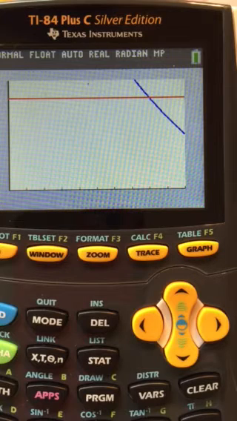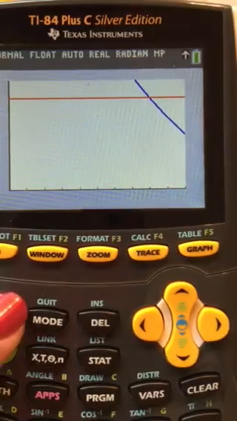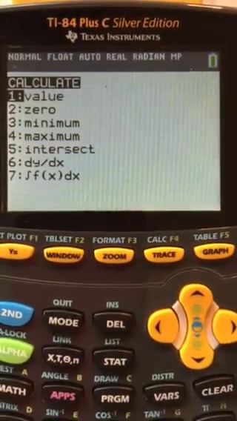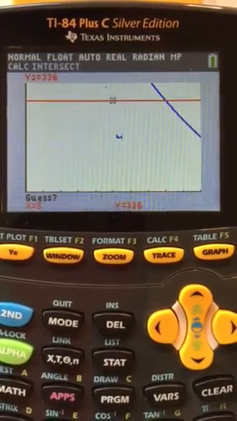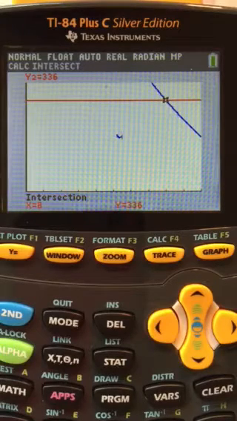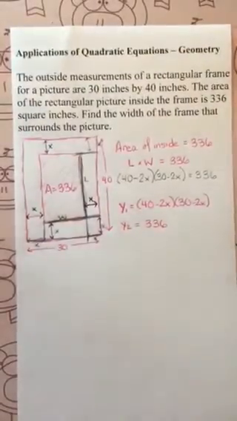Aha. Now, this isn't the best picture, but all I need to see is where these two intersect. Can you see where they intersect? Yeah, now I can find it. Second, trace, intersect, which is number 5. First curve, hit enter. Second curve, hit enter. Guess, just hit enter. And there you go. It has found the point of intersection. It intersects at x equal to 8. So see, I didn't have to solve that whole equation. My calculator did it for me.